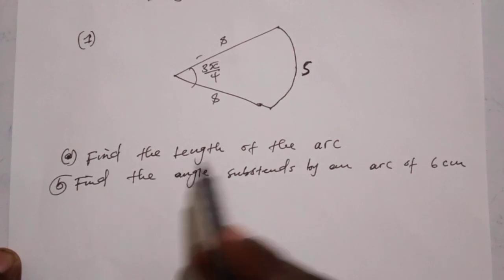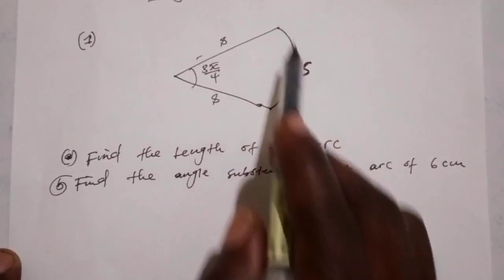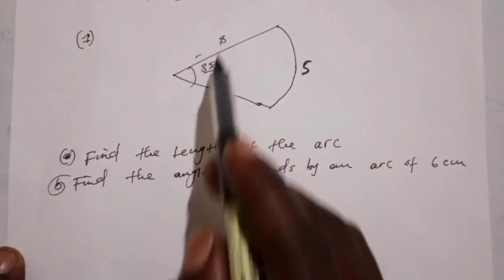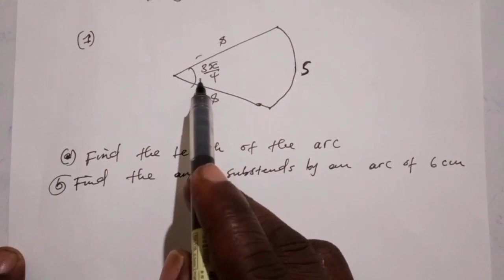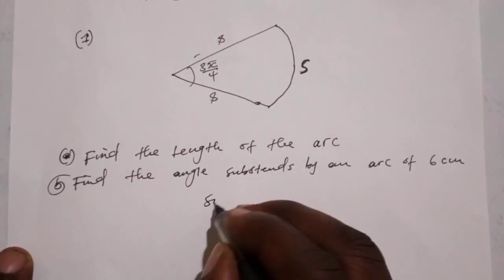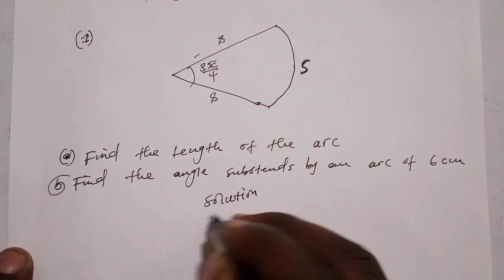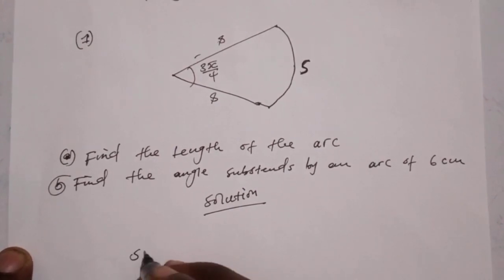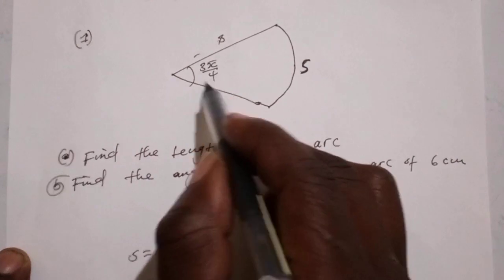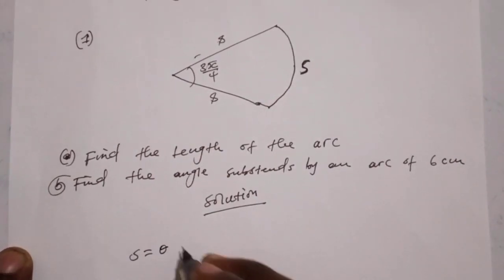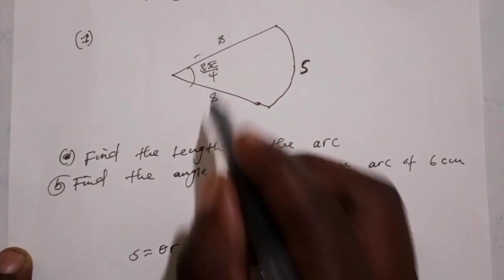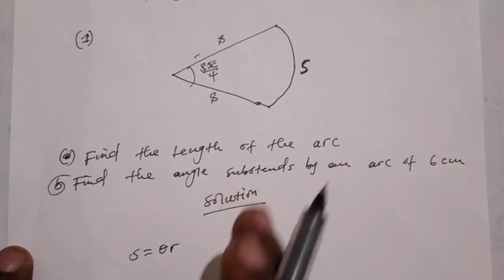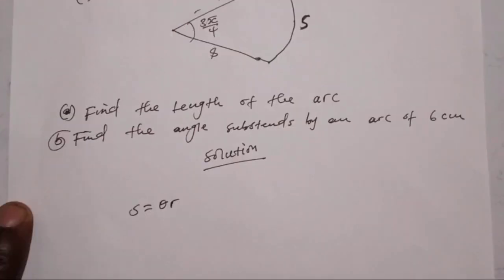So now for question 1a, we are asked to find the length of this arc. And remember, we are given the radius here, and we have the angle at the center. For the solution, we have S equals theta r, theta multiplied by r. This is how we find the length of an arc of a sector.